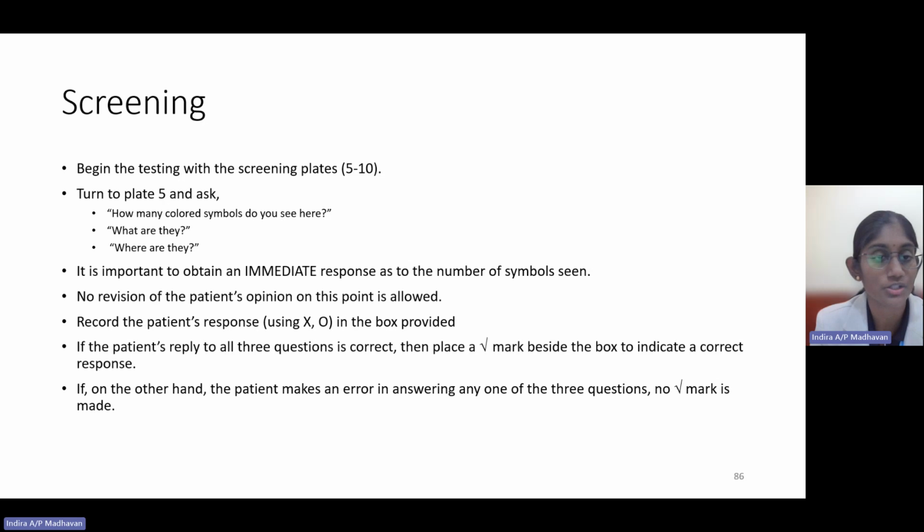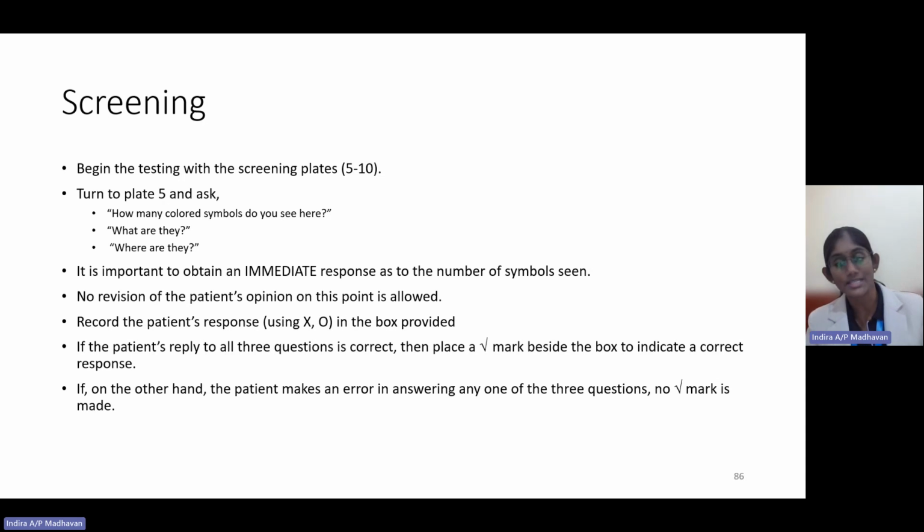Record the patient response using either X or O in the box provided. If the patient's reply to all three questions is correct, then place a tick mark beside the box to indicate a correct response. If, on the other hand, the patient makes an error in answering any of these three questions, no tick mark is made. So this is how we are supposed to do it.